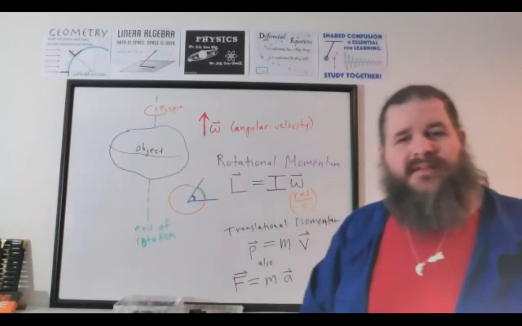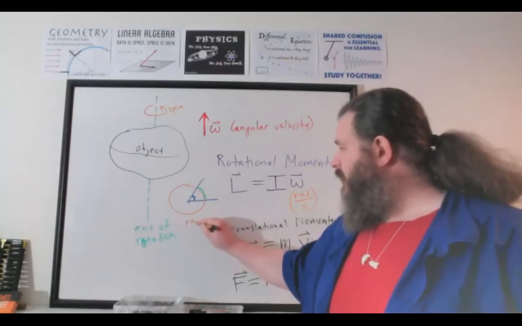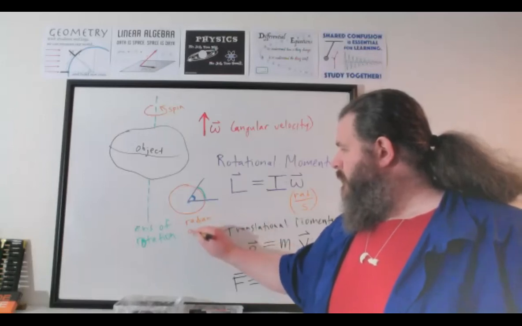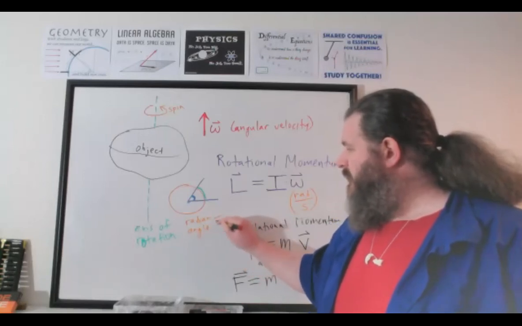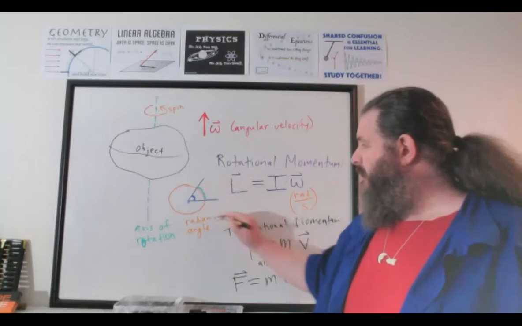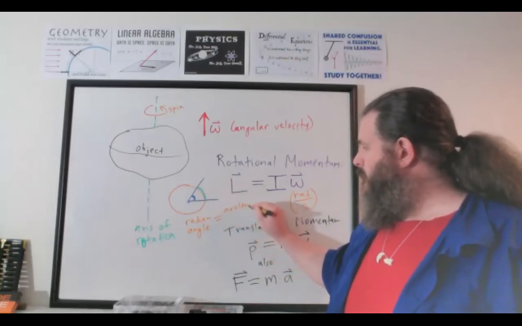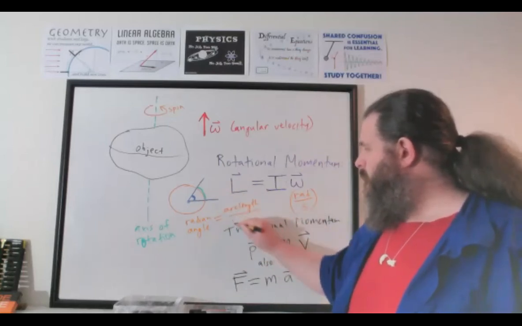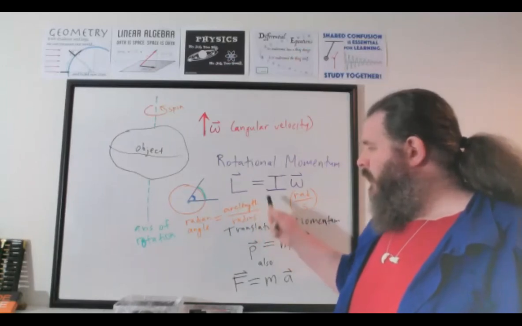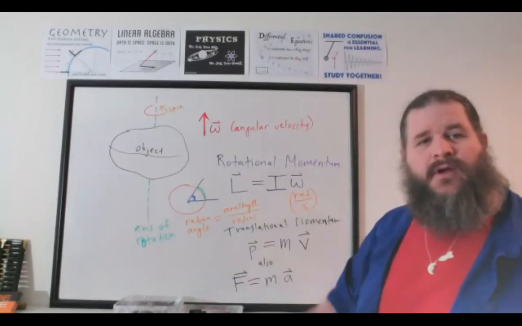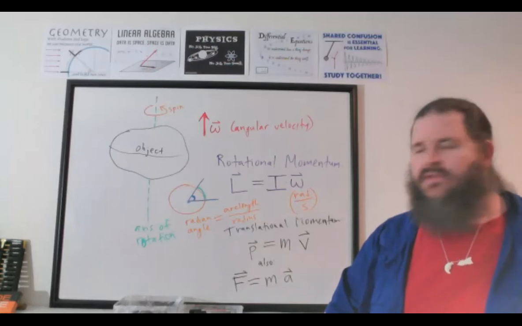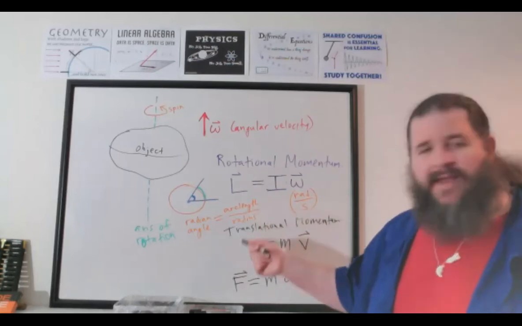But radians is technically unitless. Radian measure: an angle measured in radians is defined as the arc length divided by the radius. Arc length would be measured in meters. Radius would also be measured in meters. So meters over meters cancel out.